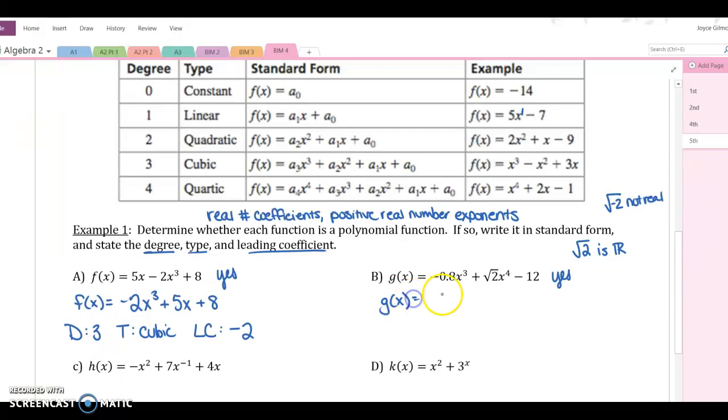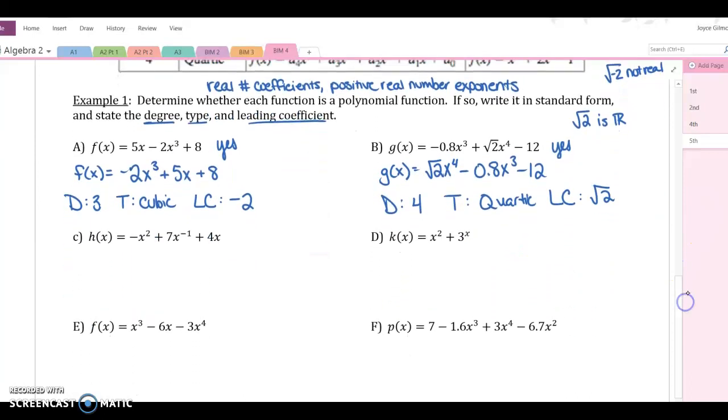Standard form. Square root of 2, notice that that does not extend beyond the 2. That square root ends right after the 2. Times x to the 4th minus 0.8x to the 3rd minus 12. What's the degree? 4. And that means the type is quartic. That's a fun word. And the leading coefficient is the square root of 2. Okay, C. Is C a polynomial?